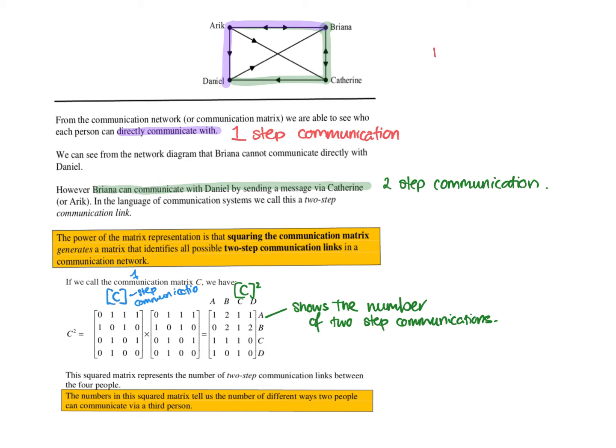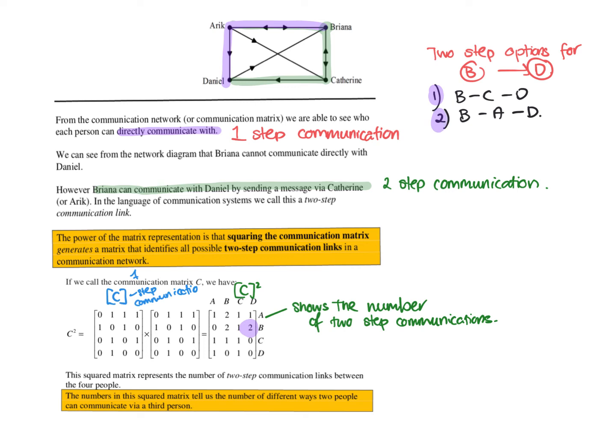So we've got here, if we had the 2-step options for, I'm just going to say Brianna to Daniel, we're going to have one option was we went Brianna, Catherine, Daniel. The second option was we went Brianna, Arik, Daniel. So there's only 2 possibilities. So you should see over here, down the bottom in our 2-step, where we have Brianna going to Daniel. So if you go along the B and go to D, can you see there's a 2? And that's those 2 options.